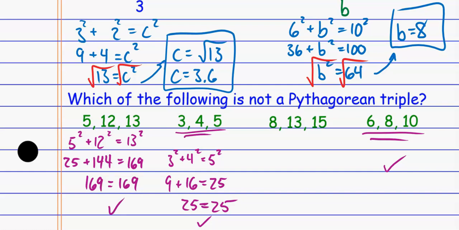Let's check the last one just to make sure Mr. Jansen didn't make a mistake here. That would be hilarious if they're all Pythagorean triples. That would be a pretty sneaky thing to do.